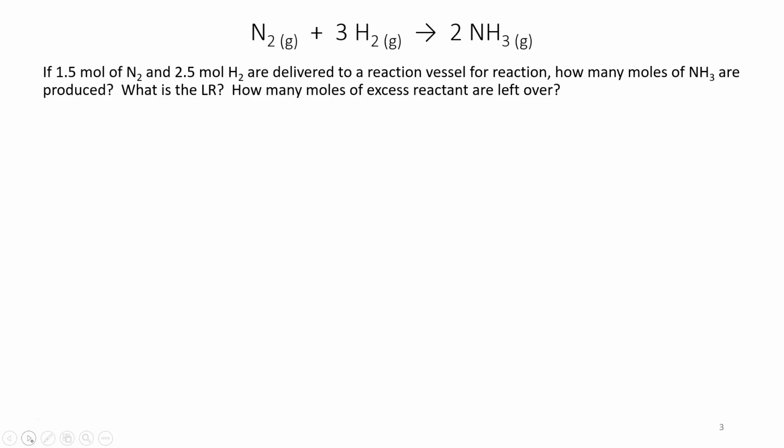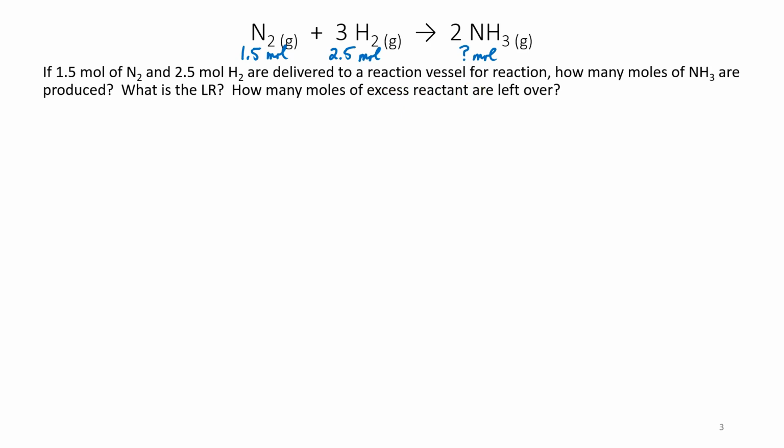And here it is. You may recognize this reaction as the Haber process, and they're telling us that we have 1.5 moles of nitrogen and 2.5 moles of hydrogen. They go to a reaction vessel, and they want to know how many moles of ammonia are produced, what is the limiting reactant, and how many moles of the excess reactant are left over.